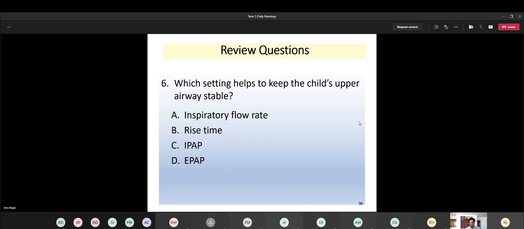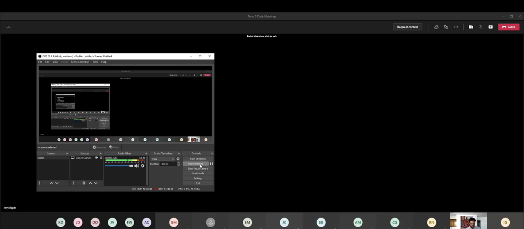And which one of these is going to keep the airway stable? All right, so yeah, that's their EPAP. And that's those two chapters. Again, a lot of it was the stuff that we were talking about when we first started talking about CPAP and BiPAP, and then this was, again, the same, but just now talking about children and smaller patients.